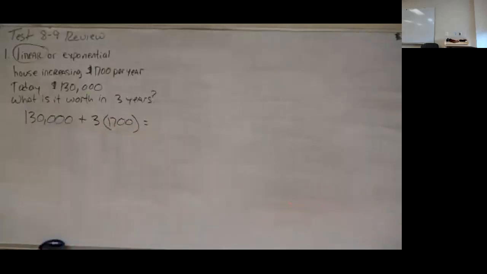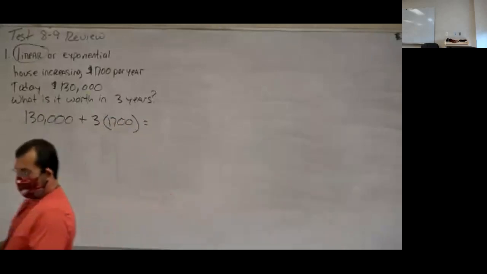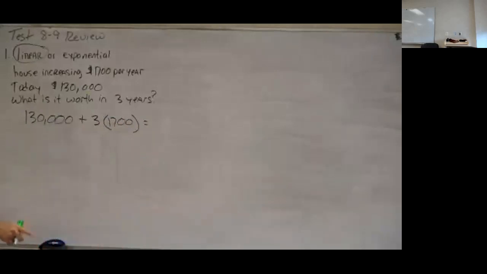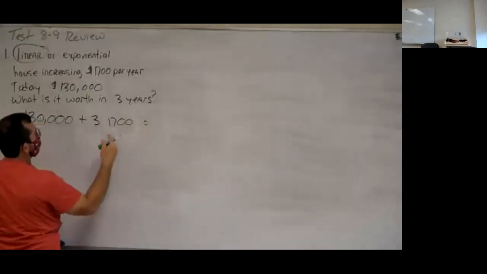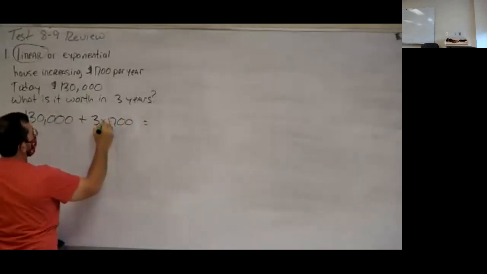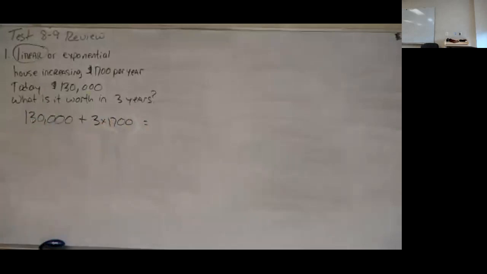Let me get my calculator out to figure that one out. Putting it in parentheses means you multiply, right? Yeah. So 1,700 times 3 is gonna be 5,100. Then you add 5,100 plus the 130,000. So what's that gonna be? 135,100.